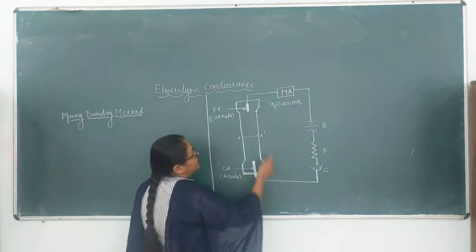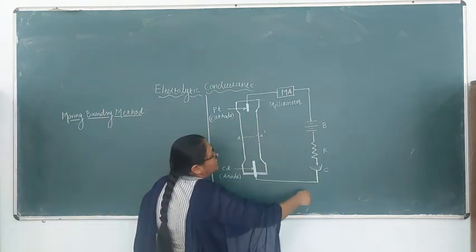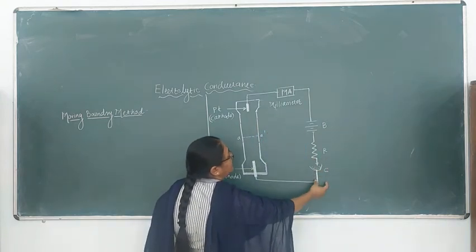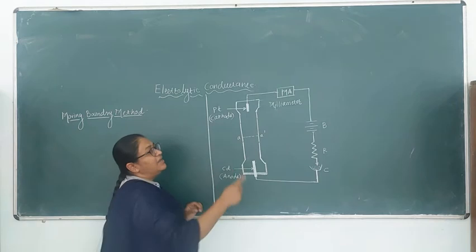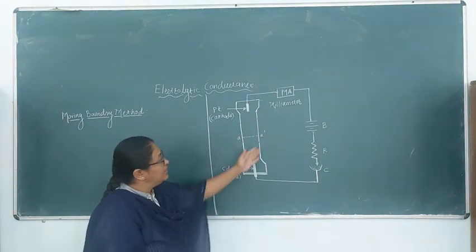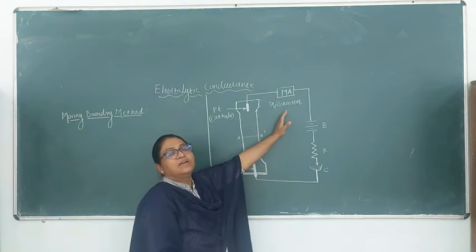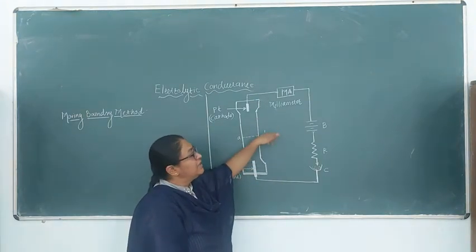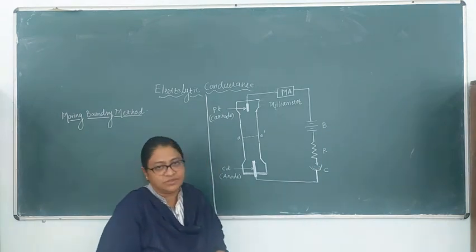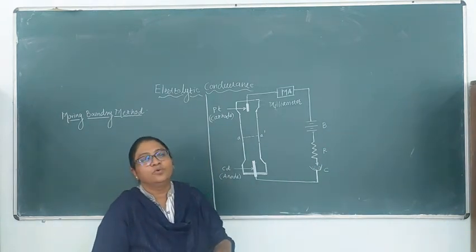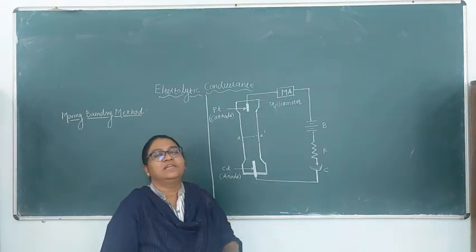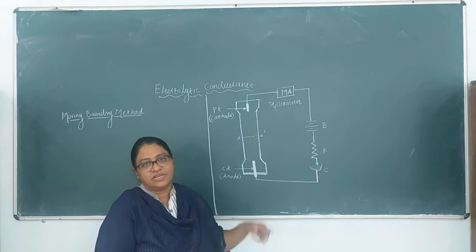To this tube, the following are joined in series: the milliammeter, the battery, the resistor, and the coulometer. These are arranged in a circuit in series with these electrodes. The milliammeter shows the current flowing through the circuit, while the coulometer, we have seen its use. What is the use of the coulometer? The coulometer is used to find out the amount of electricity that has passed through the circuit.